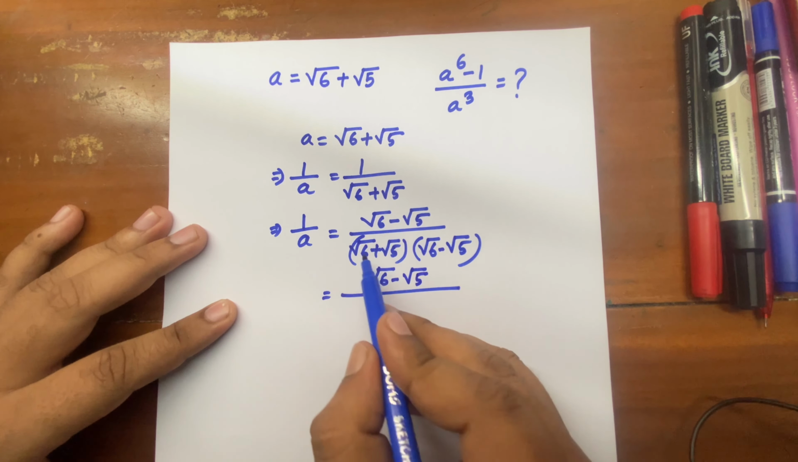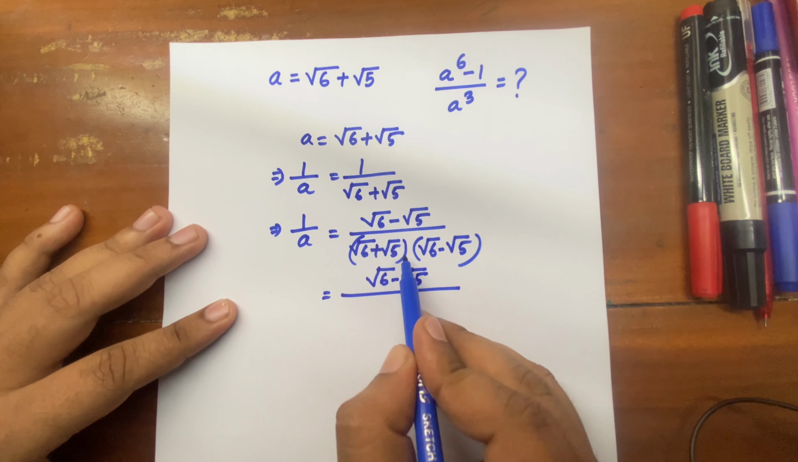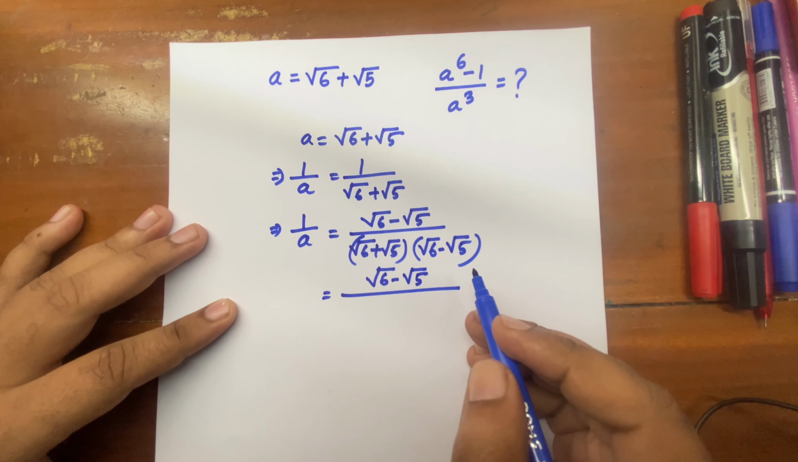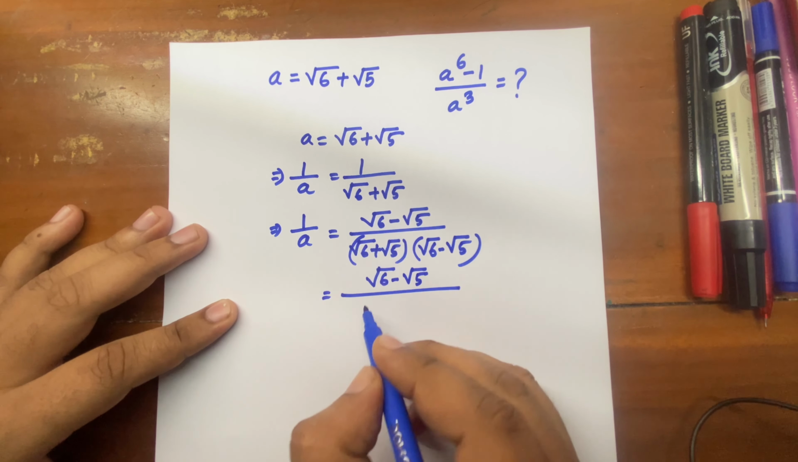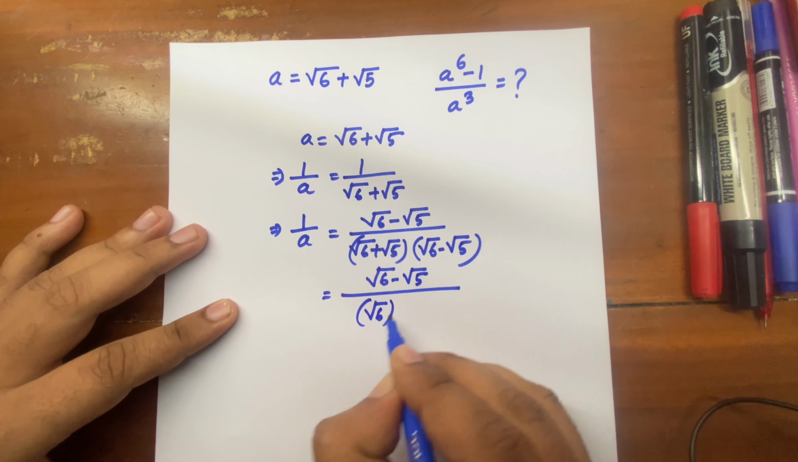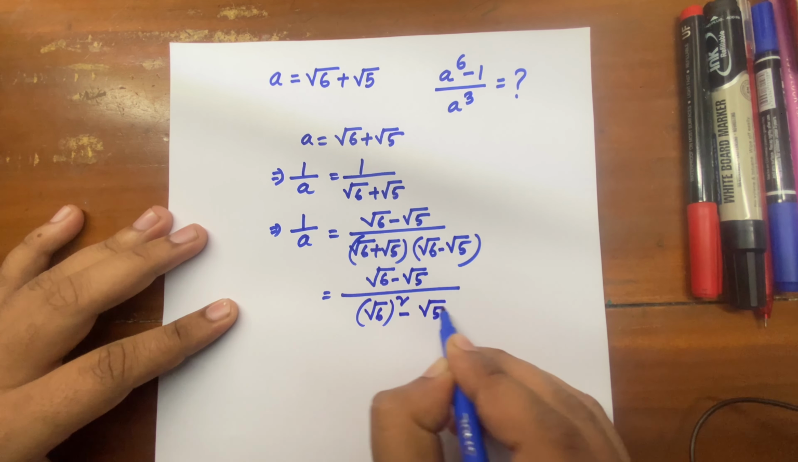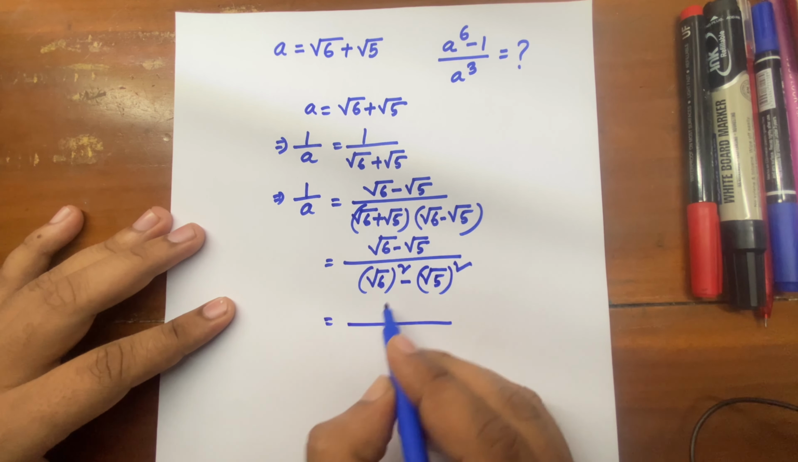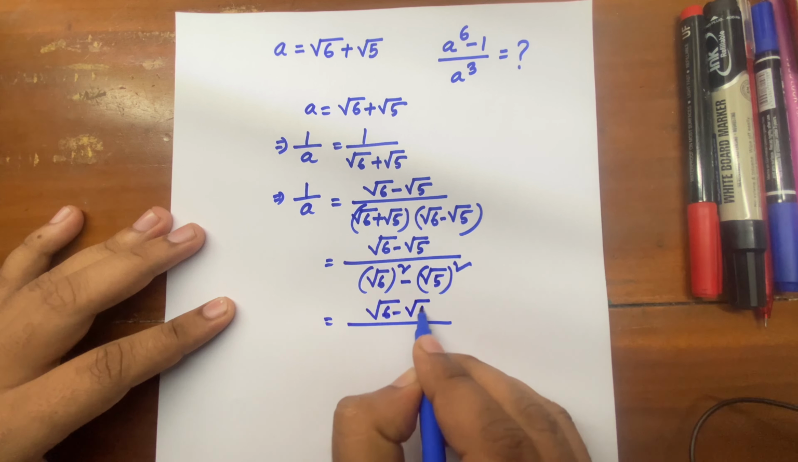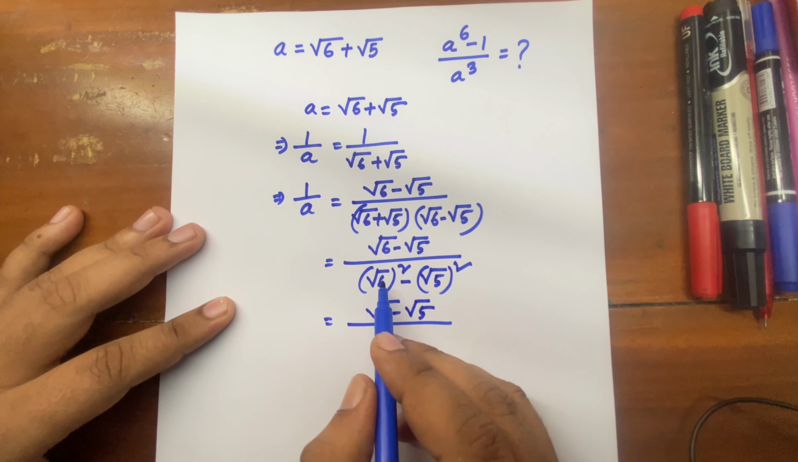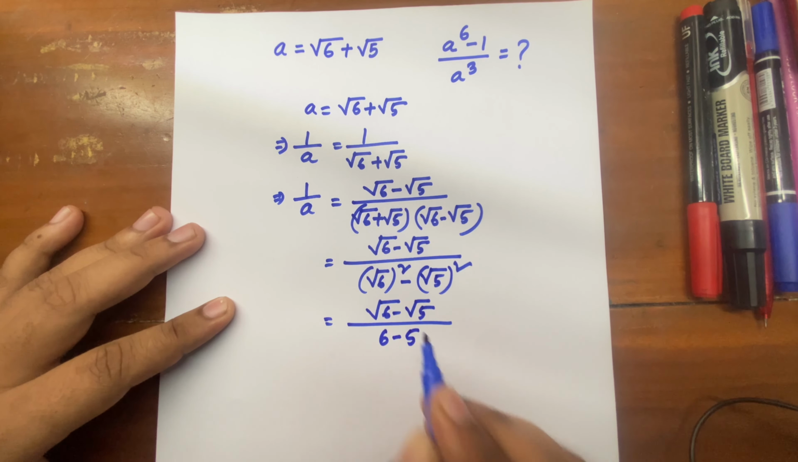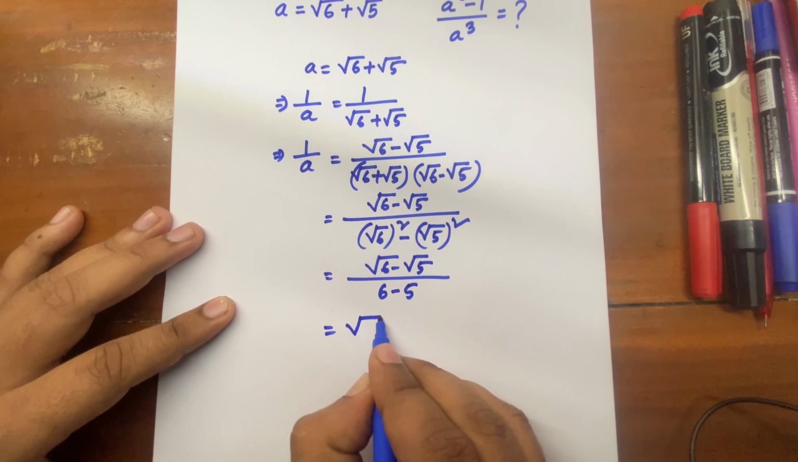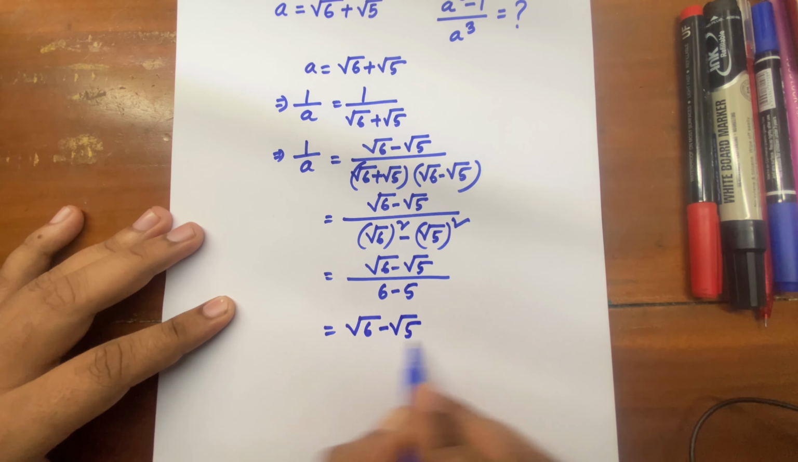Now I can say here, if you think it is a, it is b, this time I can say (a plus b) times (a minus b). We know that (a plus b) times (a minus b) equals a square minus b square. So here a equals square root 6, so square root 6 whole square minus square root 5 whole square. Now I can say easily, square root is cancelled. This time I can say 6 minus 5, and we know that 6 minus 5 is equal to 1. So here is square root 6 minus square root 5 over 1.